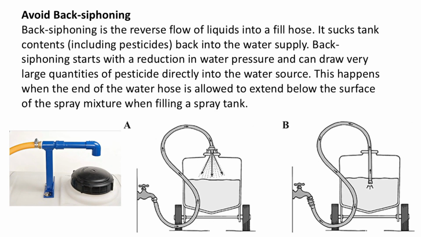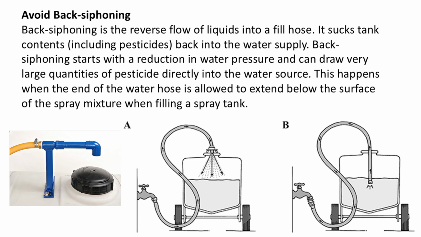Avoid back siphoning. Back siphoning is the reverse flow of liquids into a fill hose. It sucks tank contents, including pesticides, back into the water supply. Back siphoning starts with a reduction in water pressure and can draw very large quantities of pesticide directly into the water source. This happens when the end of the water hose is allowed to extend below the surface of the spray mixture when filling a tank.